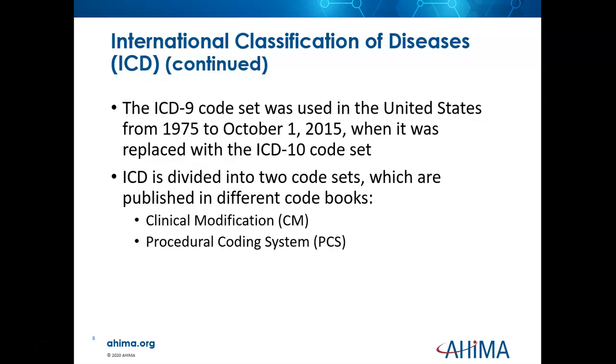So the thing is, as you can see here, there's a bit of a discrepancy between 1975 and 2015. That's not a 10-year span. That's about a 30-year span. No, actually, that's a 40-year span. So what happened? Why did it take so long to update from 9 to 10?